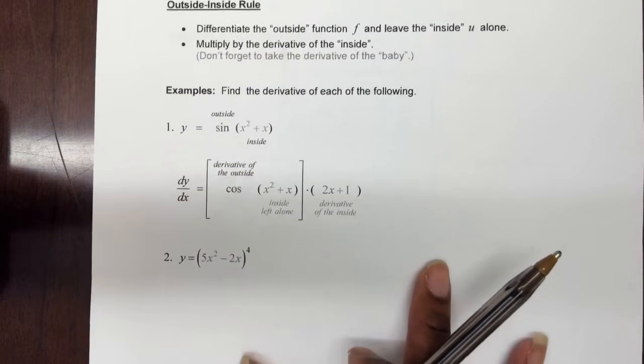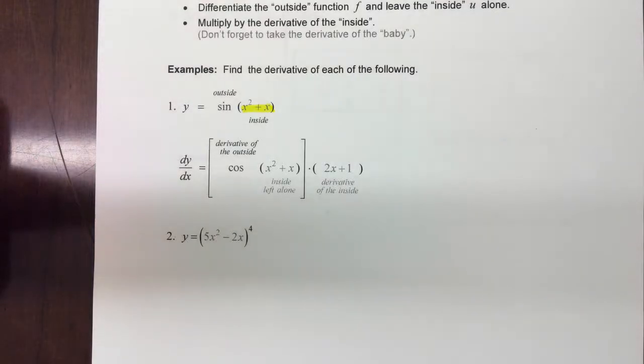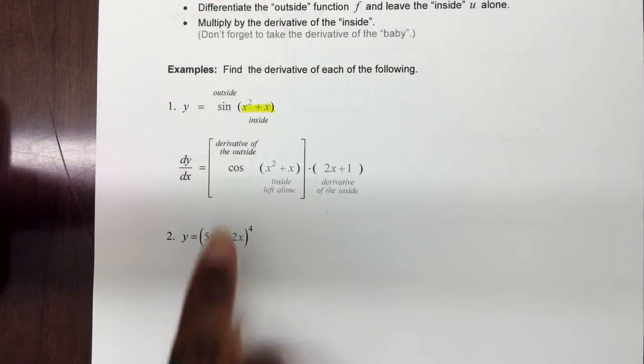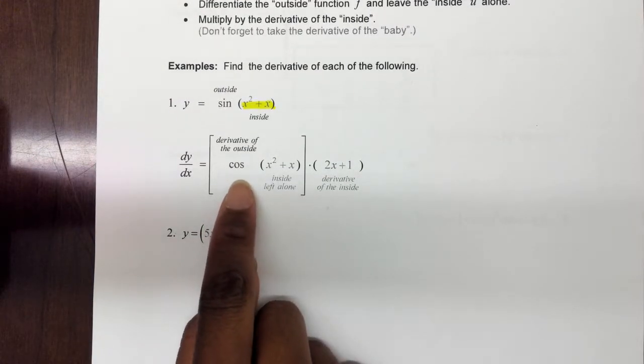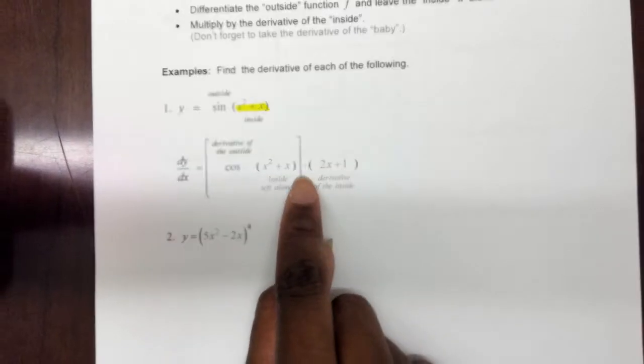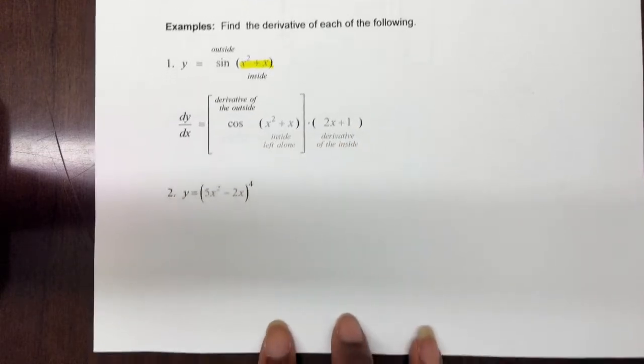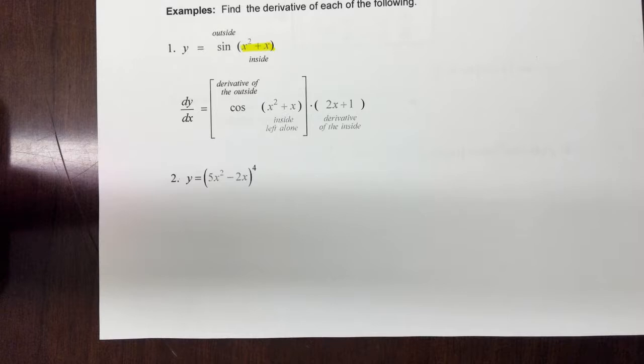So in the first example, we have y equals sine of x squared plus x. So the outside function is my sine function, and my inside function is my x squared plus x function. So we'll take the derivative of the outside, which was sine, and we'll leave the baby alone, and then we'll multiply that by the derivative of the baby. Okay, so we're going to do a few examples together, and I'm going to leave a few examples for you all to do on your own as extra practice.